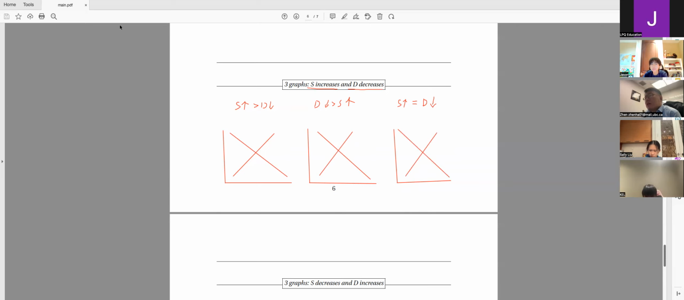We're changing another color. If I shift the supply curve to the right, greater than, so I shift the supply curve far away by a larger distance, by a lot, to the right. I shift my supply curve to the right by a lot, far away. I decrease my demand curve, just a little bit.